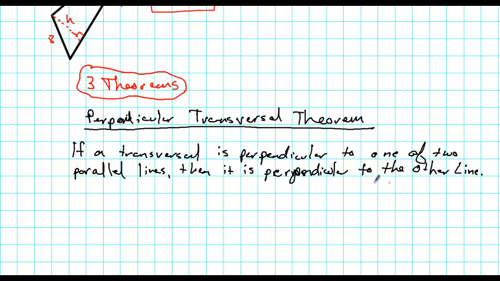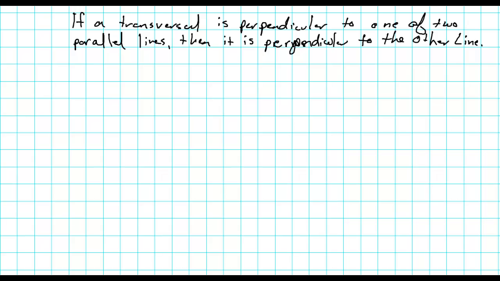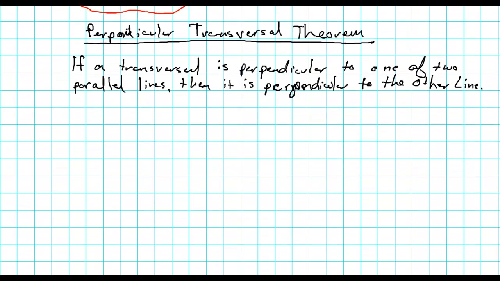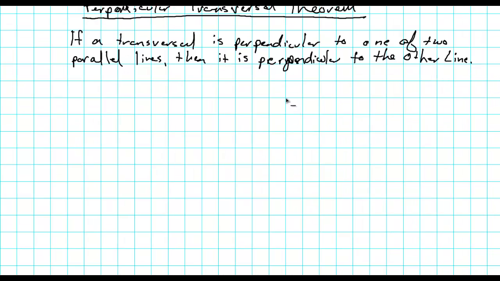Perpendicular to the other line. Now, that's a theorem. So we're going to try to prove it. So we need to write down what we know here. This is a theorem, and it says that a transversal is perpendicular to one of 2 parallel lines. So that is your given information. So I'm going to draw what that looks like.